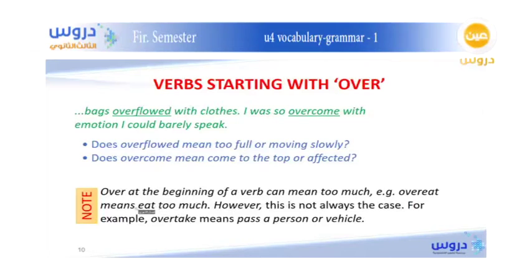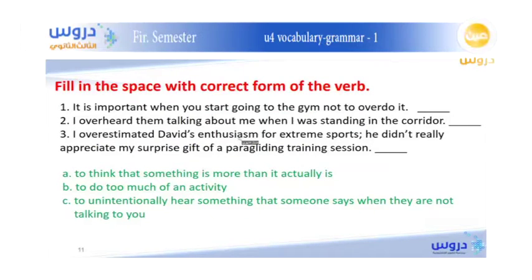All right. Fill in the space with the correct form of the verbs. Now we have 3 different sentences. We need to select the appropriate sentence, A or B or C, from the 3 sentences. All right. Now, it's important when you start going to the gym not to overdo it. 1B, what a fast answer. Okay, 2C, 1B, most of you at the same time, 2C, 3A.